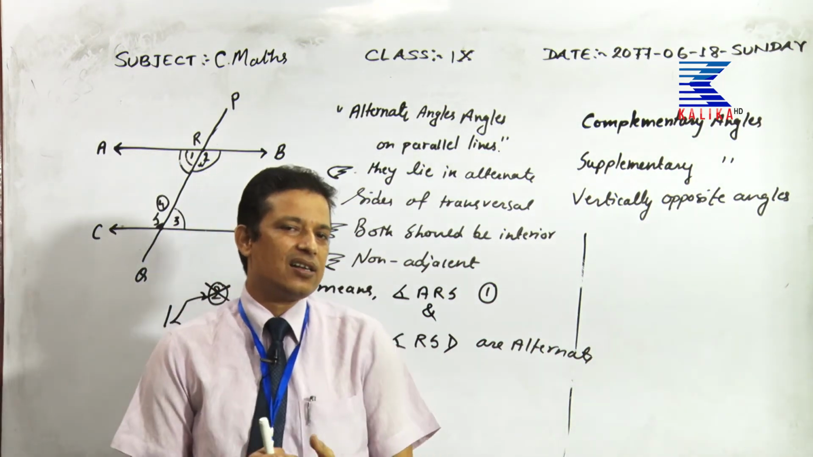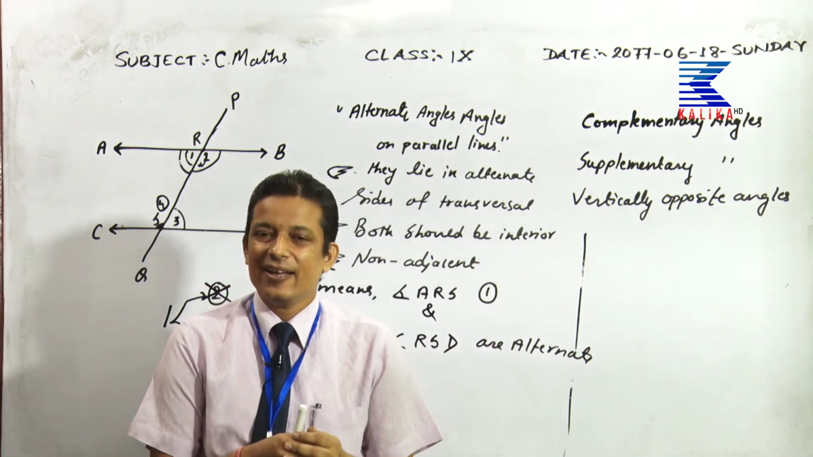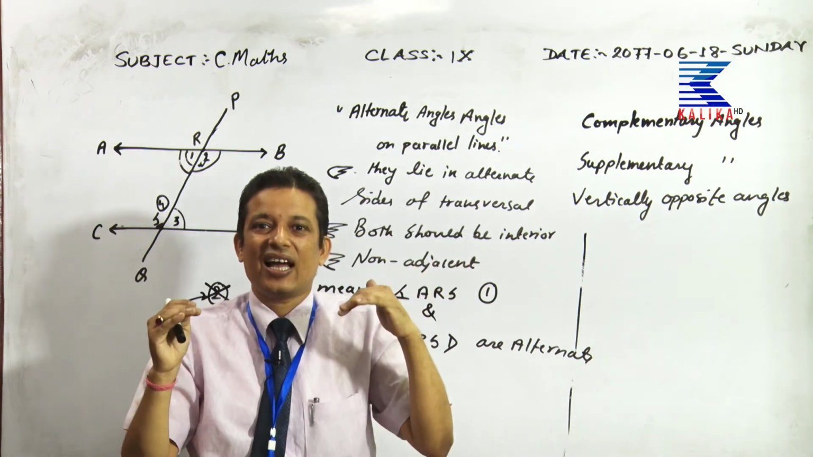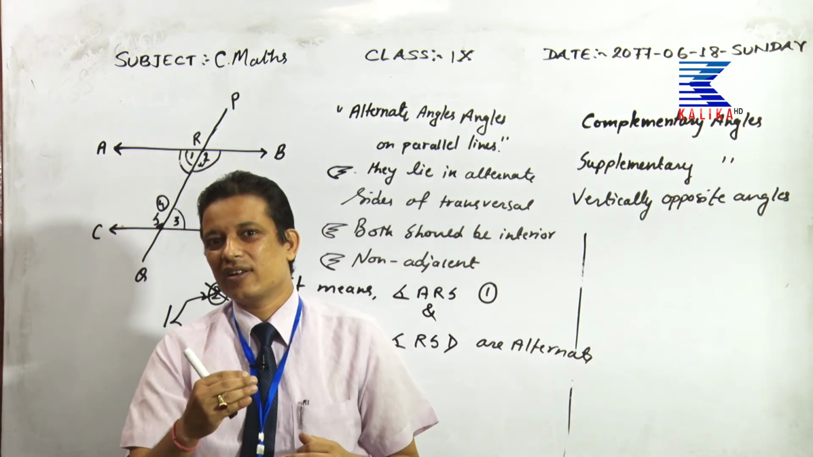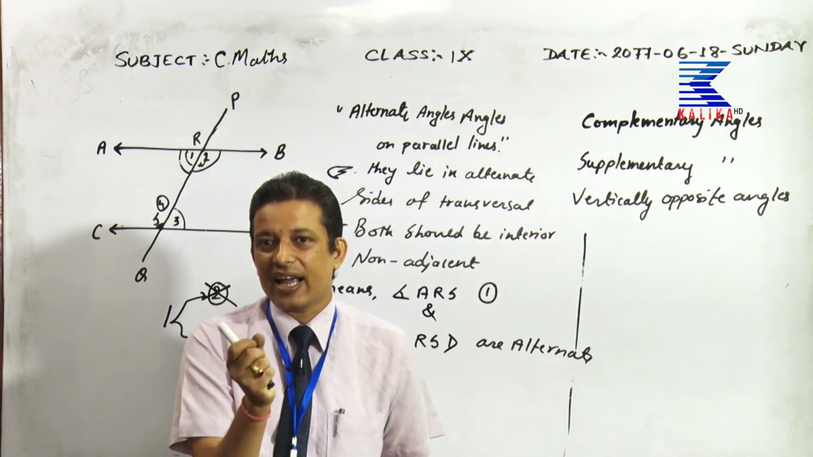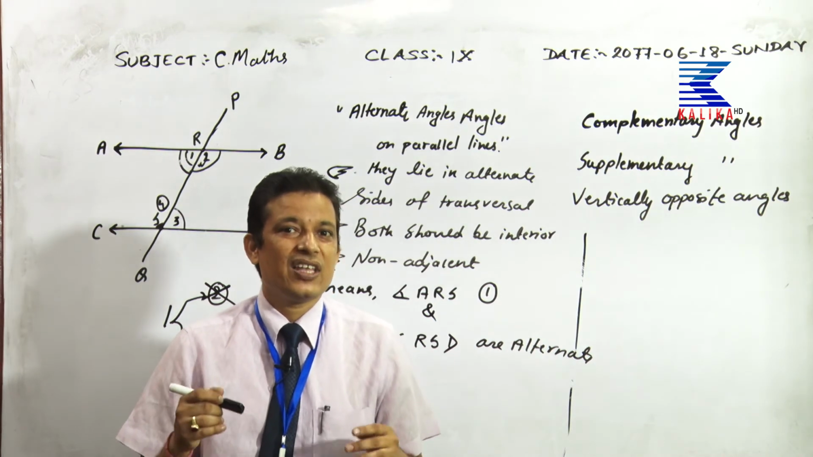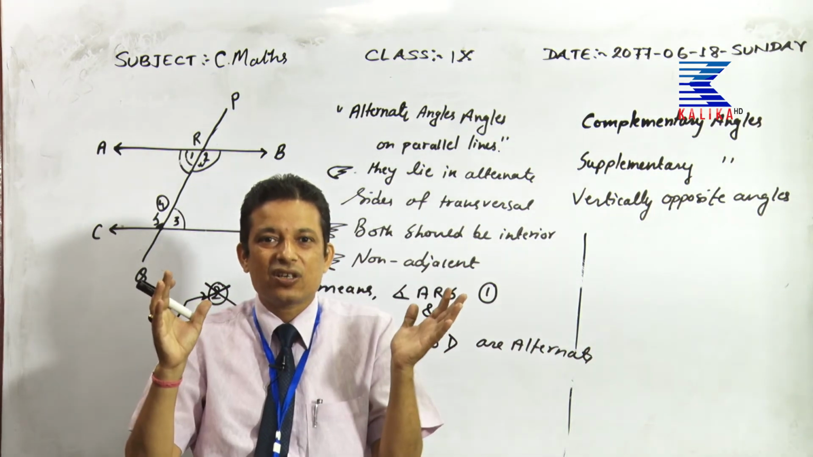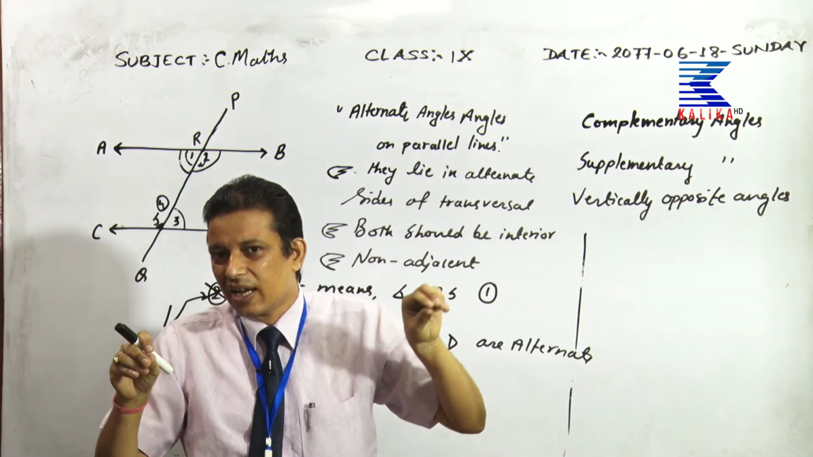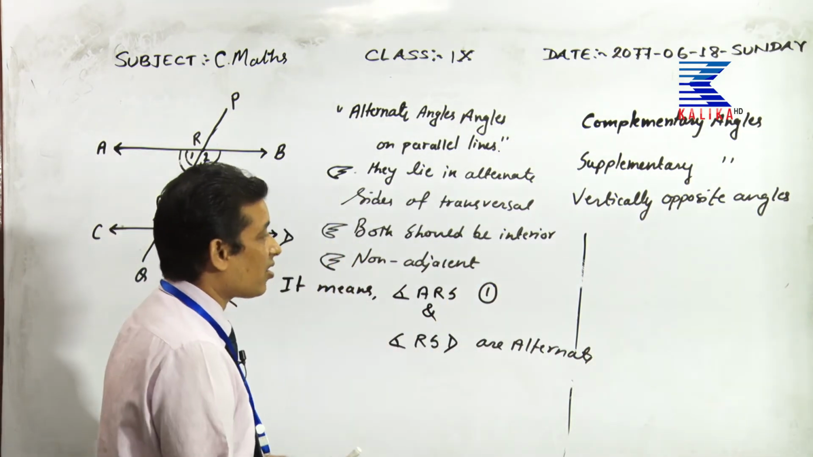Two interior angles are said to be alternate angles if they lie in different sides of the transversal and they are non-adjacent. Or next definition, two non-adjacent interior angles are said to be alternate angles if they are in opposite sides of the transversal. Two interior angles which are non-adjacent and lying in two different sides of the transversal. Now, how to remember alternate angles?